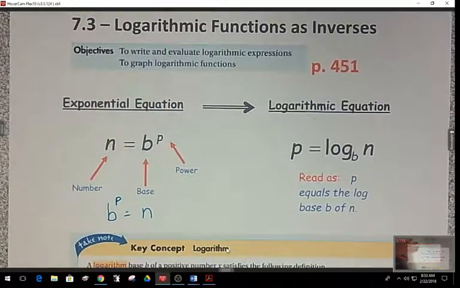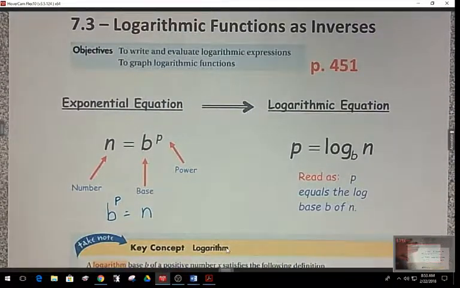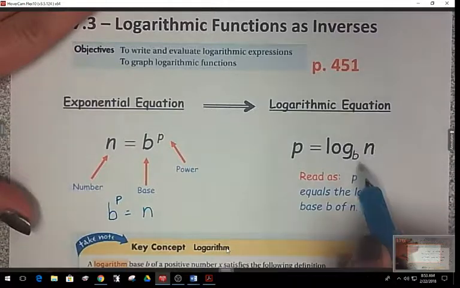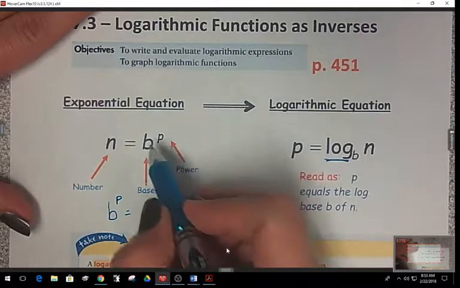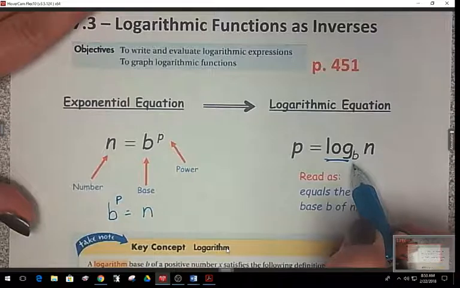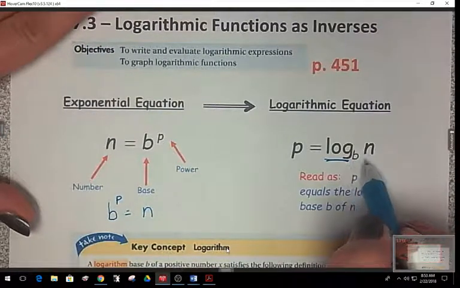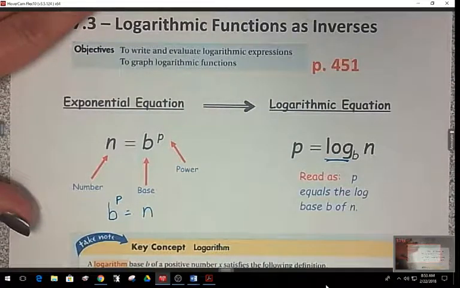So now to change that from exponential form to logarithmic form, here's what you're going to do. You're going to write the word log, and then your base, that was your base over here for your exponent, is now the base as a subscript for your logarithm. So the base of a number is going to be equal to the power. Okay, and the way that you read this logarithmic equation would be to say p equals the log base b of n.